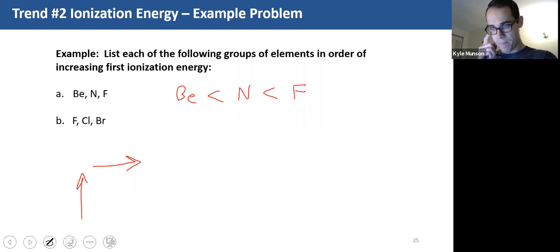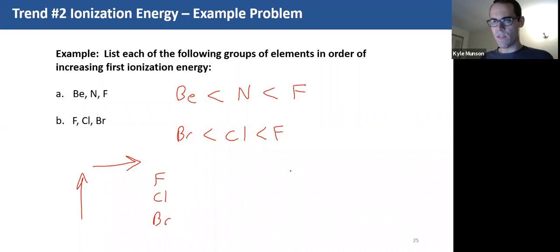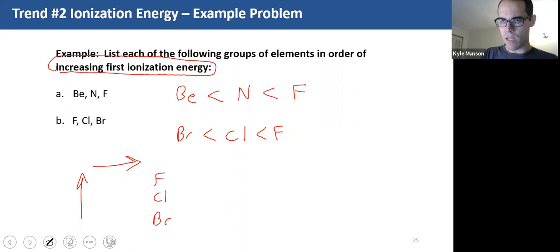What about here? Well, these guys are all in the same column. So you have fluorine, chlorine, and bromine here. If it increases going up, basically, this is going to be bromine, chlorine, fluorine. So this is increasing first ionization energy. That's our second trend in the periodic table.